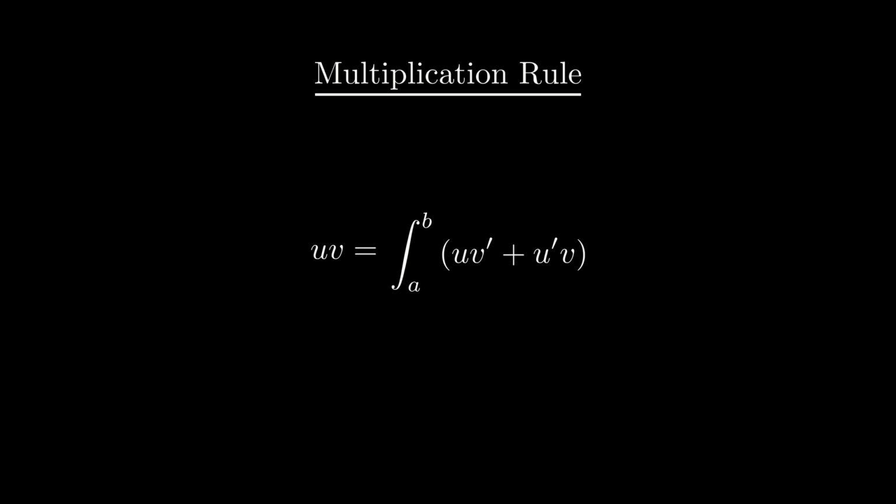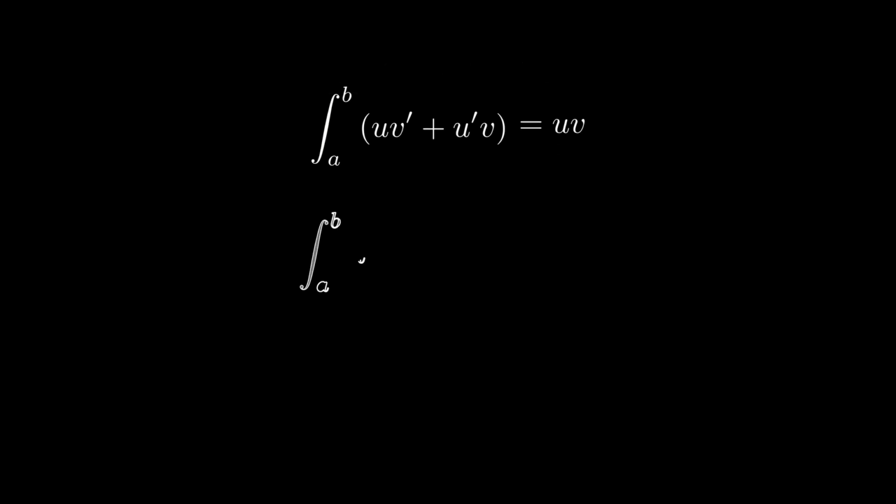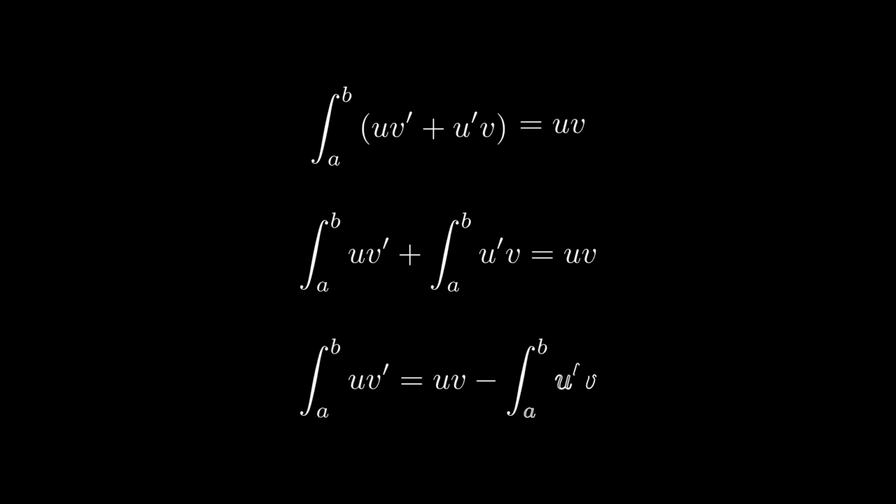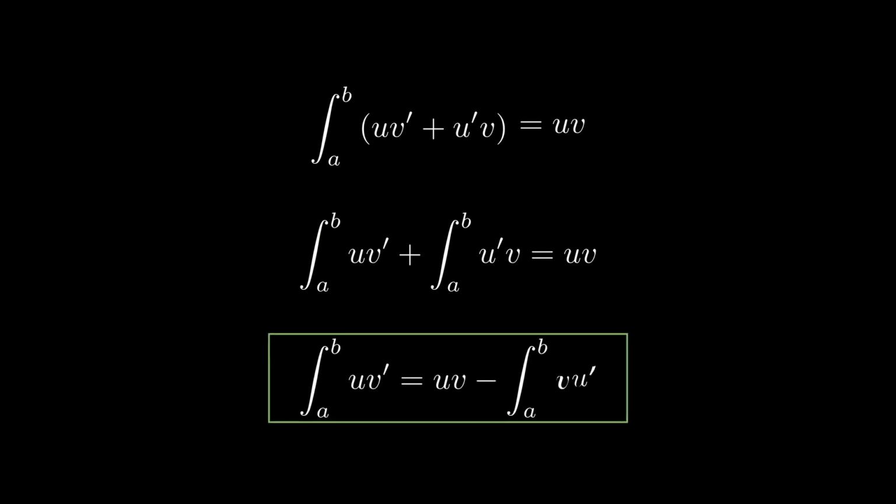The integral of u times v prime plus u prime times v is equal to u times v. Now we separate the two addends into their own integrals, and we're starting to see something familiar. After subtracting the u prime times v to the other side, we're left with our original formula. It's sort of simple, actually.